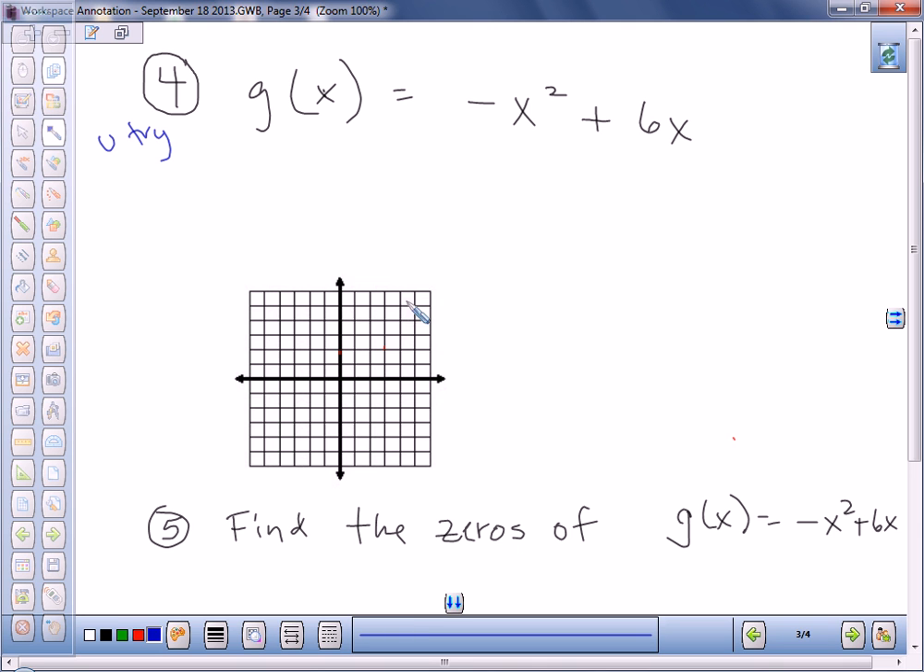Find the zero. Oh, we're not to number 5 yet. You don't know what that means just yet.